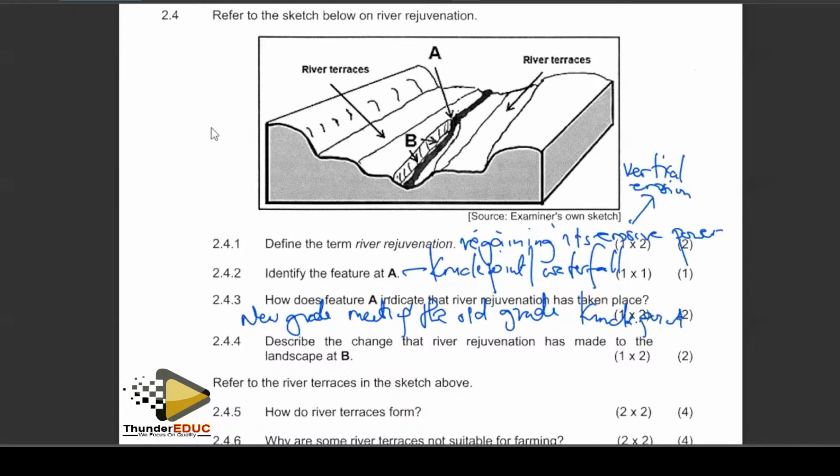Right, describe the change that the river rejuvenation has made to the landscape at B. What has happened at B there? How has it impacted the nature of the landscape at B? Right, you are seeing that a valley in valley has developed. We have a new valley within the old valley.